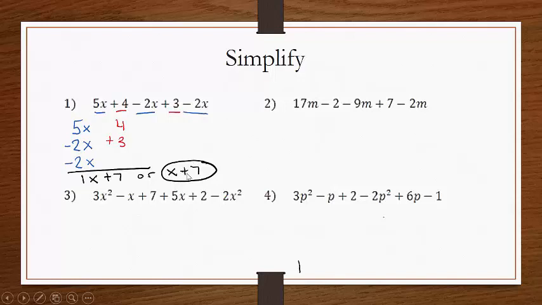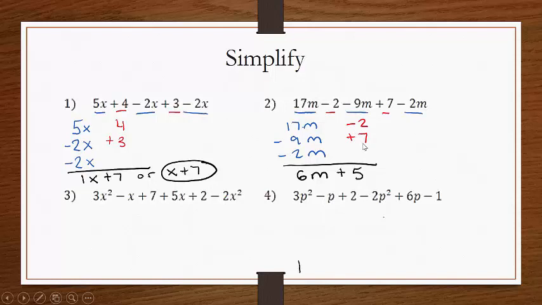Let's do it again. I'm going to underline all my m terms, 17 minus 9 minus 2, and I'm going to stack them up. Then I'm going to underline my no letter terms, which are minus 2 and positive 7, and I'm going to stack those up. And then I'm just going to go straight down and do the math. 17 minus 9 is 8, and then minus 2 makes it 6. Minus 2 or negative 2 plus 7 gets you positive 5, and we're done.